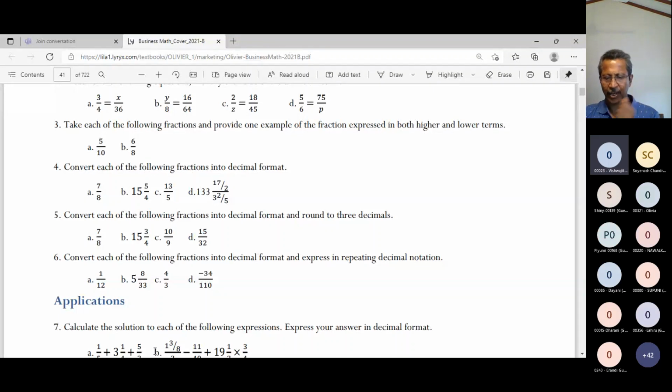So we have some more, no? We did this decimal format, convert each of the following fractions into decimal format and round to 3 decimals. Okay, there are A, B, C, D: 7 upon 8, 15 3 upon 4, 10 upon 9, and 15 divided by 32. Here, the difference is that we have to round to 3 decimals. Right? We'll do that as well.